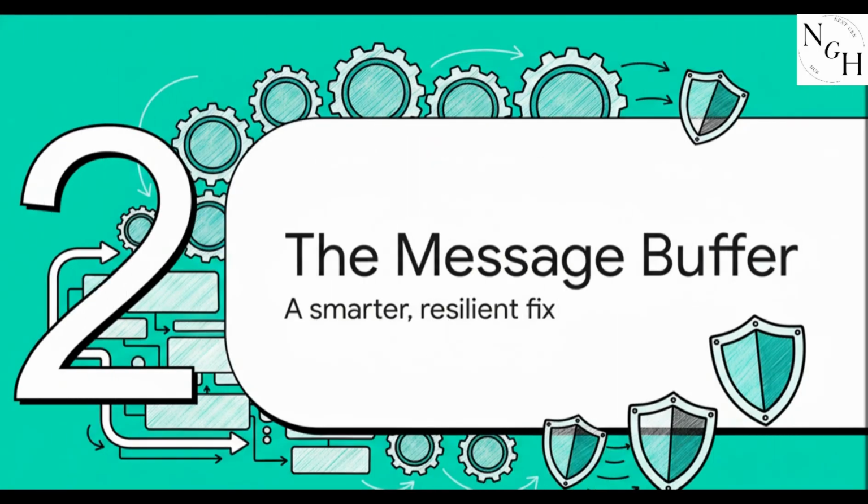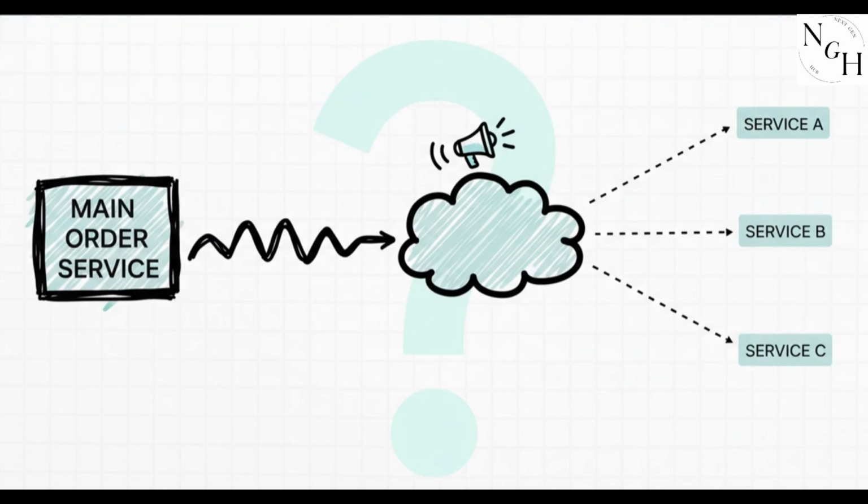So, how do we fix this, right? How can we build a smarter, more resilient system that doesn't just fall apart under pressure? Well, the big idea, the breakthrough, is to just break those direct connections. What if instead of making all those individual one-by-one calls, the main order service could just shout, "Hey, I've got a new order," into some central place and then immediately move on to the next thing?